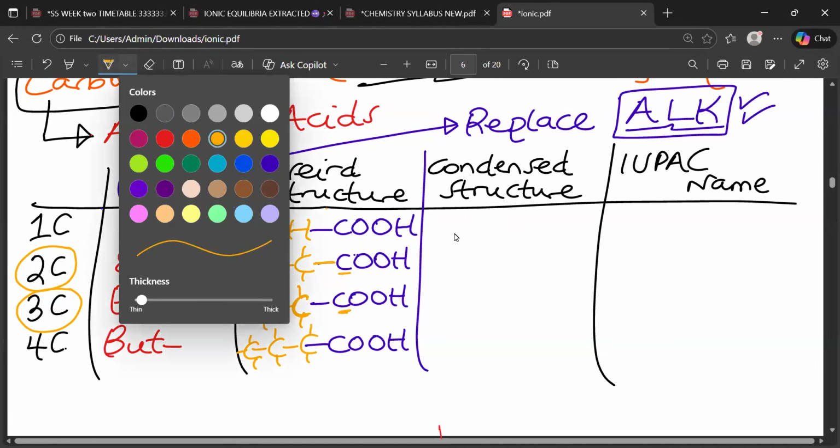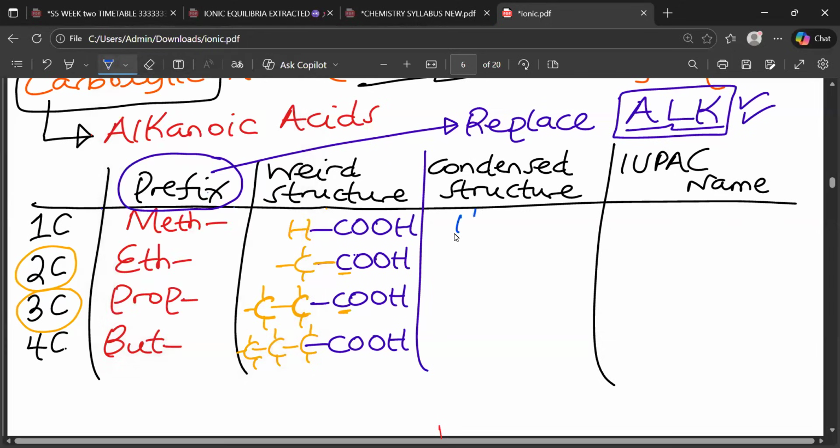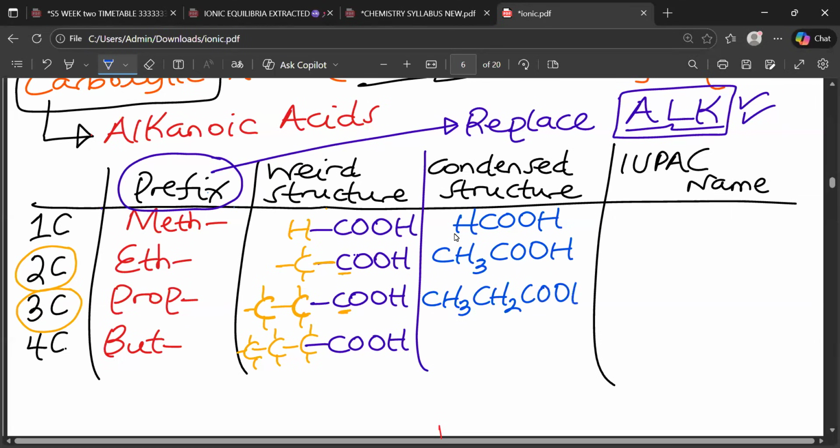So when you come to have the general structures, you will have H, C, O, O, H. Then this one will be CH3. You all know that the hanging bonds mean hydrogen. Then COOH. Then this one, it will be CH3, the first one. Then the second carbon is CH2. Then the last one is COOH.